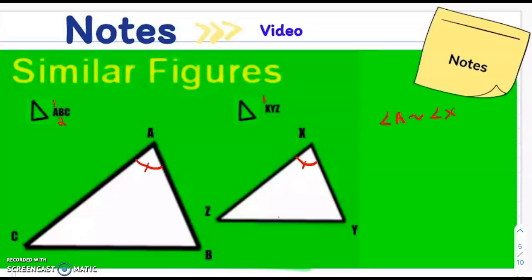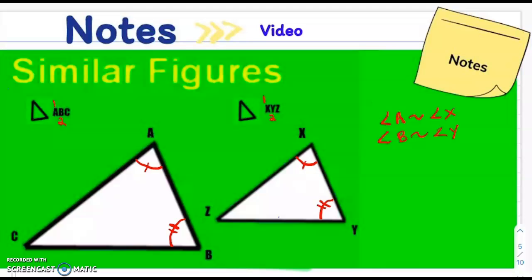Next one on my label is B. So I'm going to put that as number 2. And Y is number 2 on the second one. So therefore, I know that angle B, which I'm going to make 2 marks on, has to be congruent to angle Y. And I'm going to write it over here on the side: angle B congruent to angle Y.